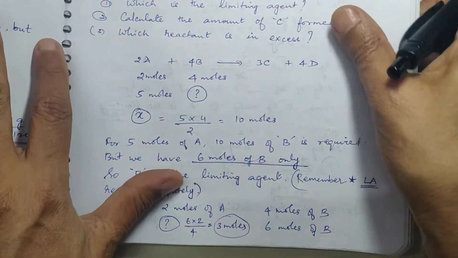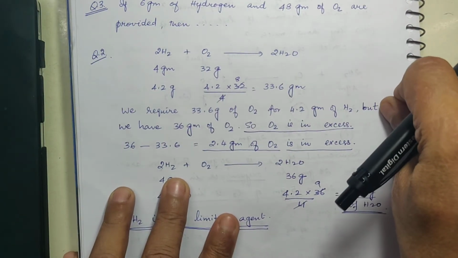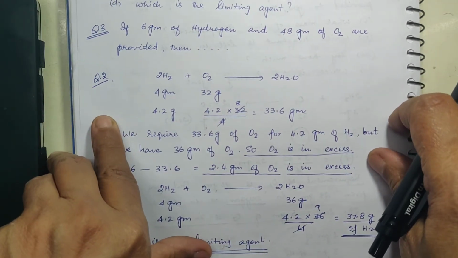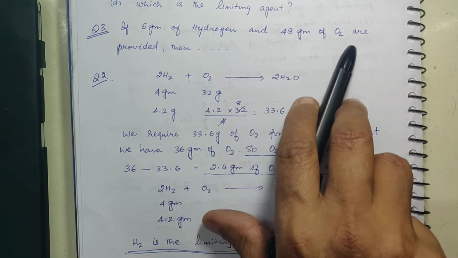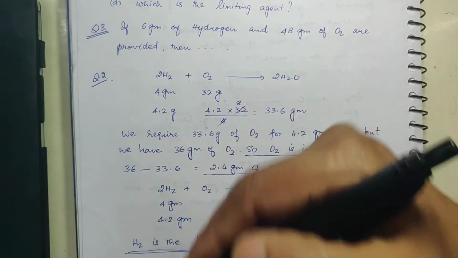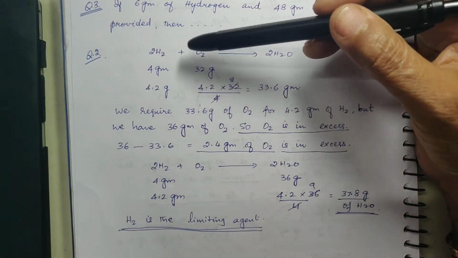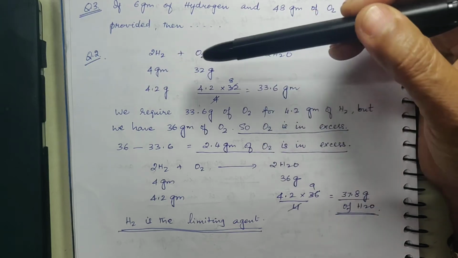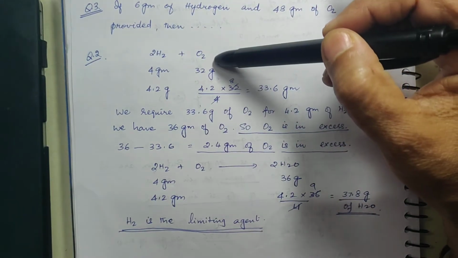Now let us see one more question. Now say for example, you have been given 6 grams of hydrogen and 48 grams of oxygen. Then the same 4 questions let us try to understand. Now this is a constant thing, 2H2 plus O2 gives 2H2O. 4 gram will require 32 gram. This is also a fixed quantity according to stoichiometry of the equation.